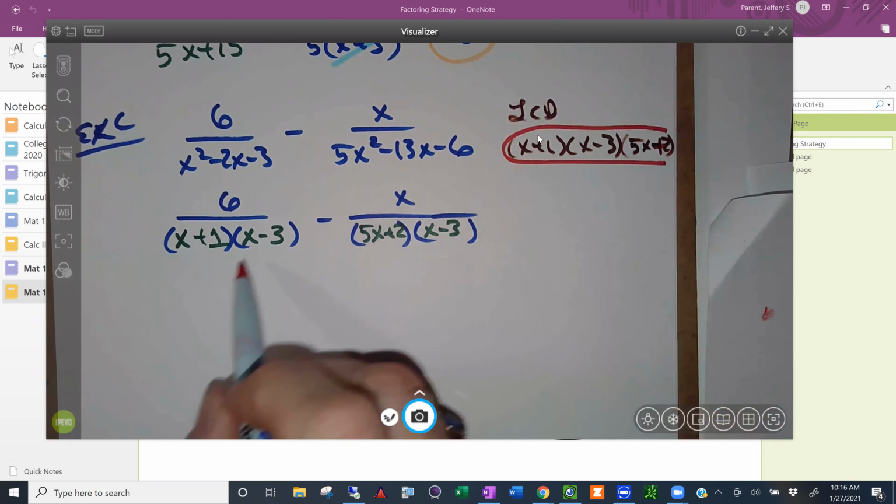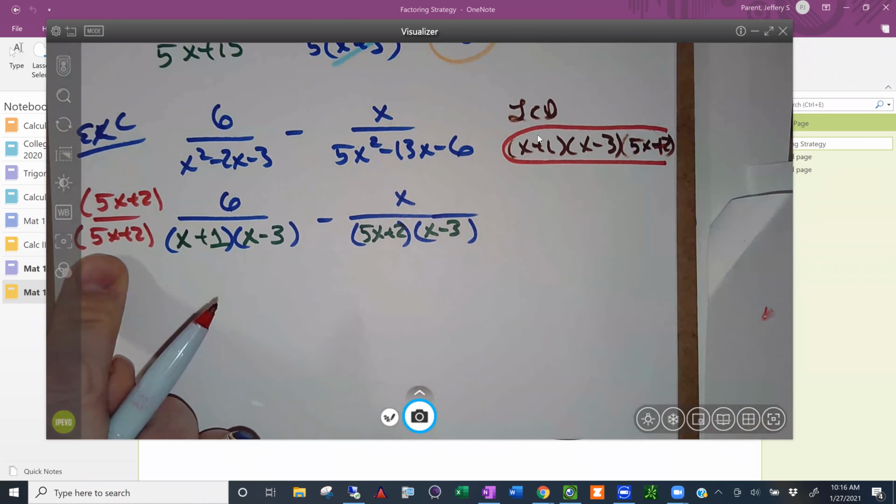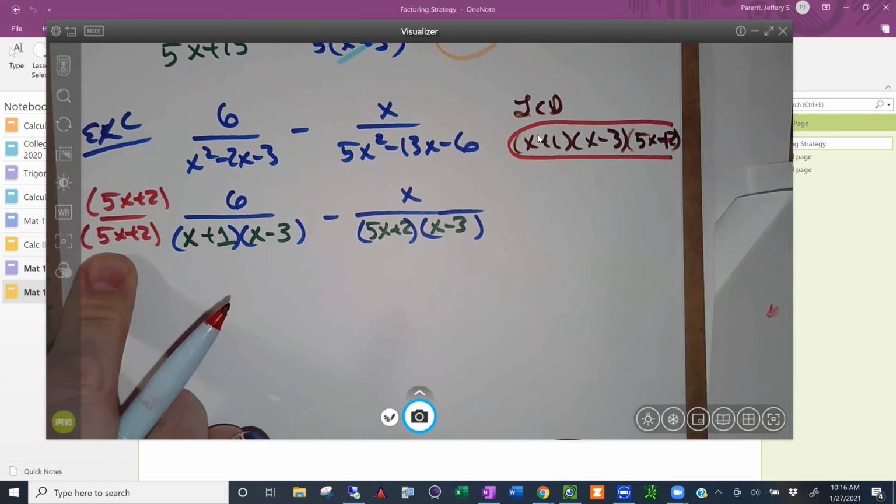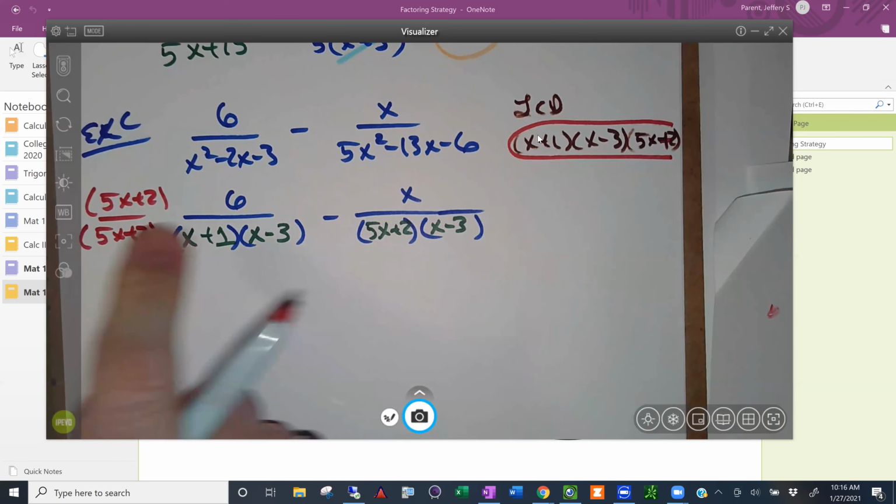So I'll multiply by 1. Multiplying by 1 doesn't change the value of my expression, but it will give me an equivalent denominator to my LCD. So that's what I want. What am I missing here? x plus 1. x plus 1. And I'll multiply by that in the numerator and denominator.